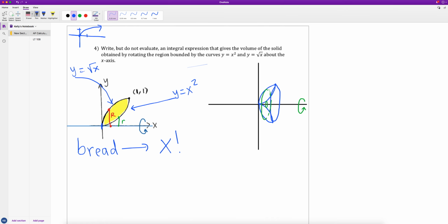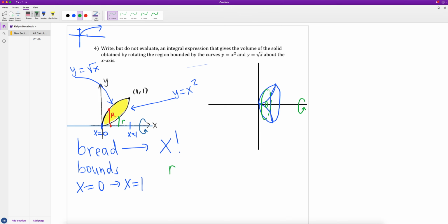So over here, they're starting at x equals 0. I keep stacking each one up, and they go all the way to x equals 1 on the right side. So that gives me my bounds, and they are going from x equals 0 to x equals 1. The next step is to find my equation for my radii.